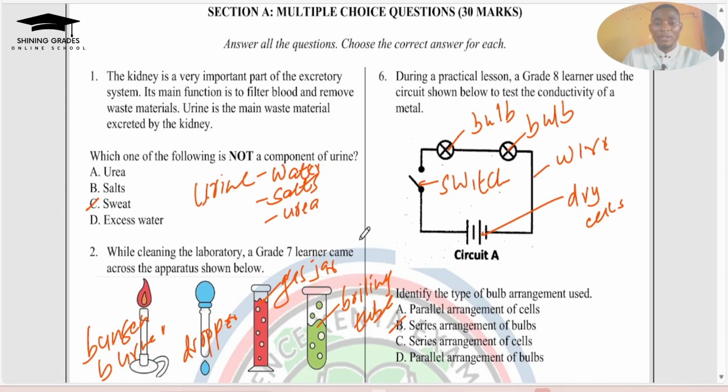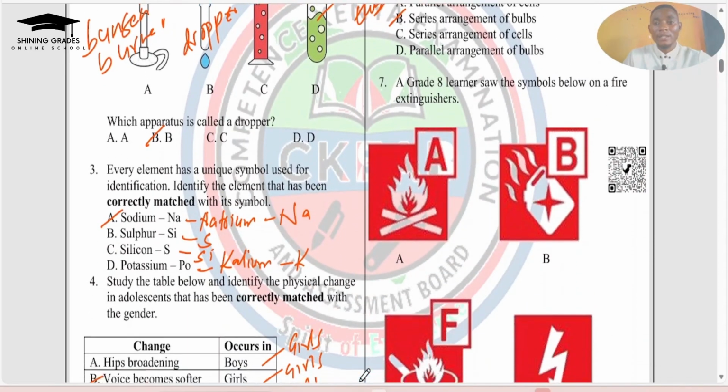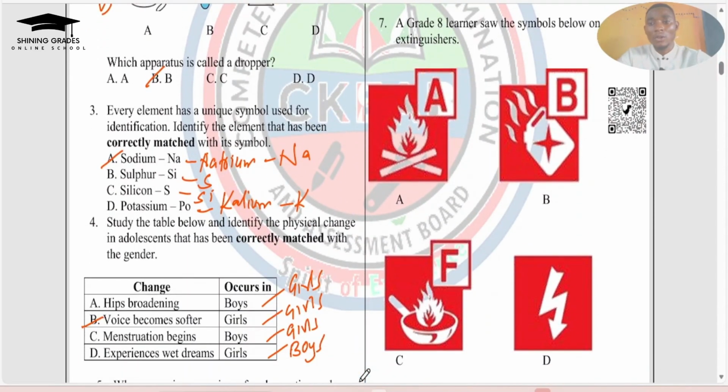Question number 7. A grade 8 learner saw the symbols below on fire extinguishers. You can see the first one with pieces of firewood. We also have the second one with the liquid burning.